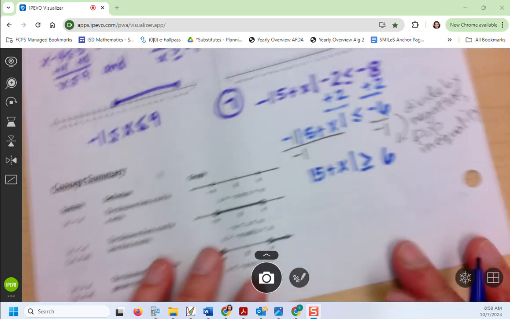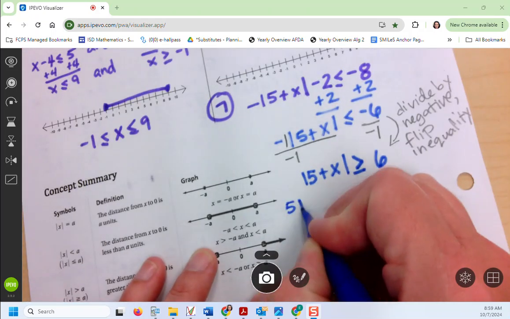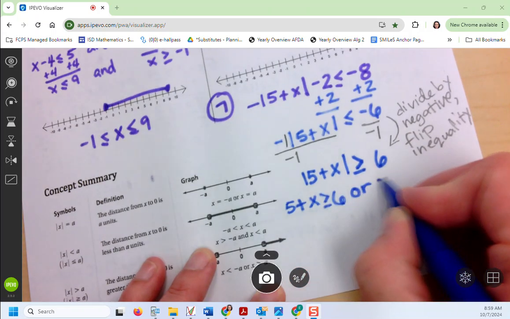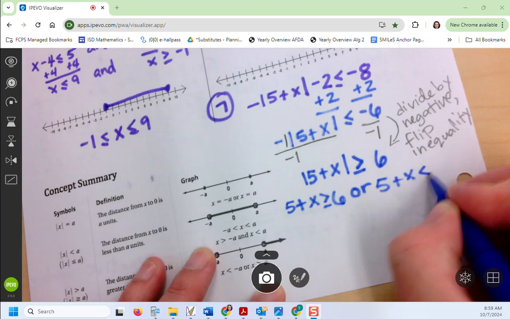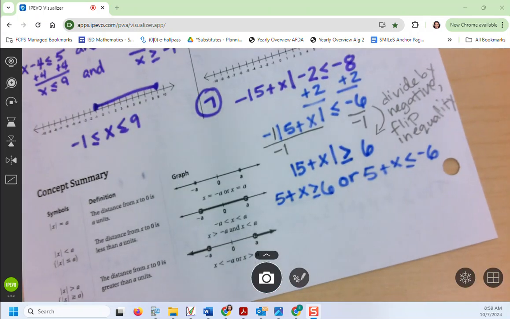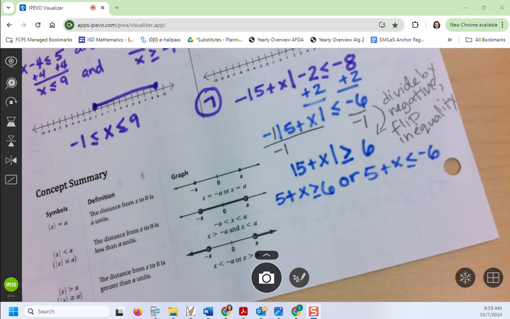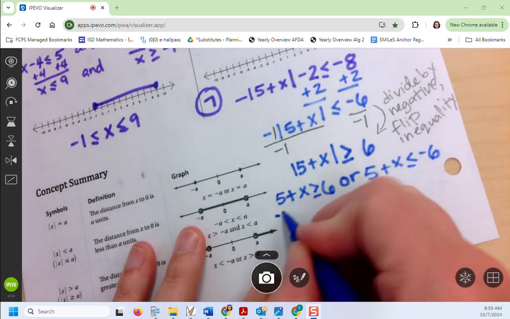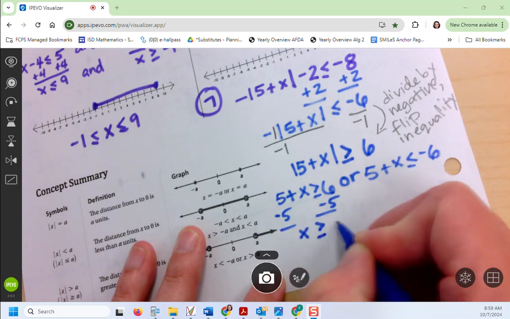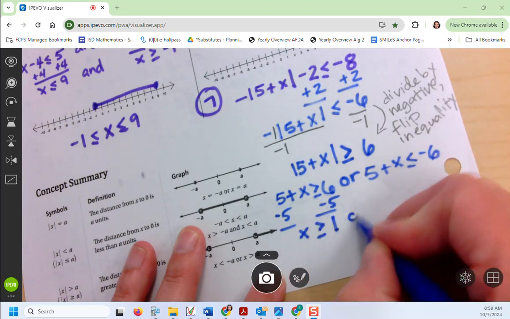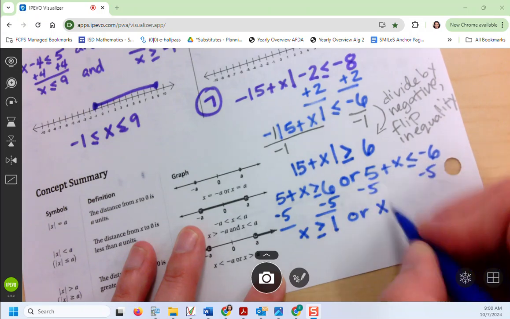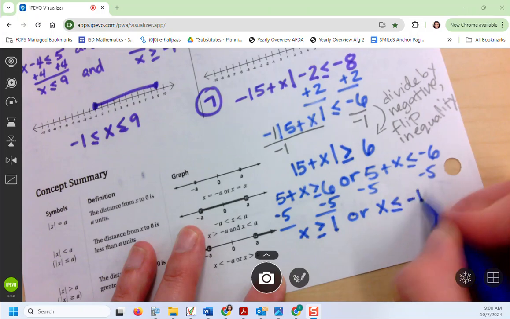So I have 5 plus x is greater than or equal to 6, or 5 plus x is less than or equal to -6. And I can solve these just by subtracting the 5. So x is greater than or equal to 1, or x is, subtract, less than or equal to -11.